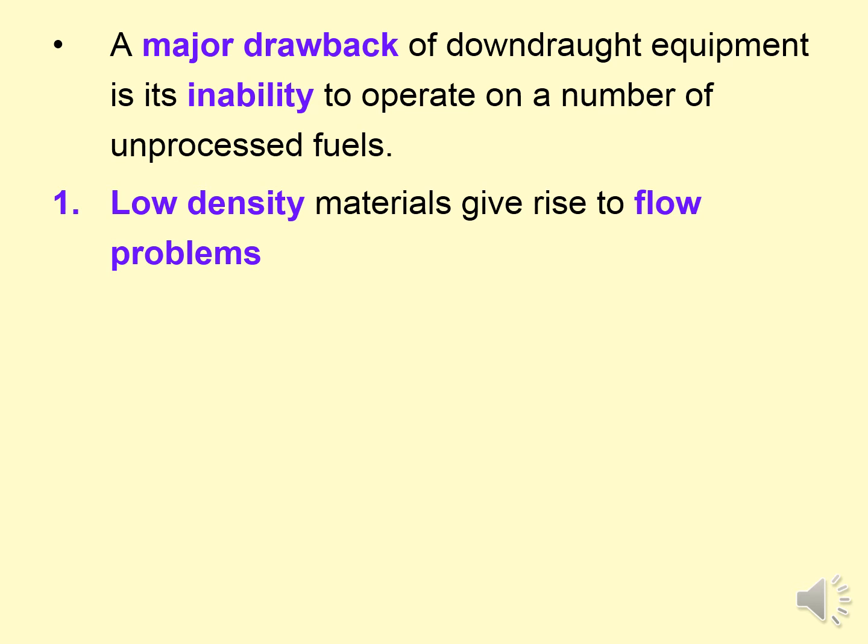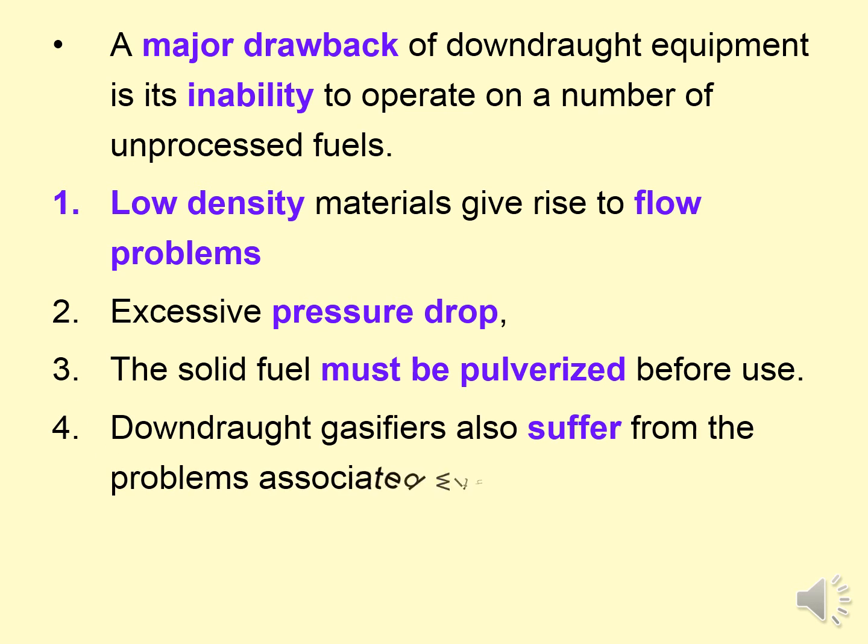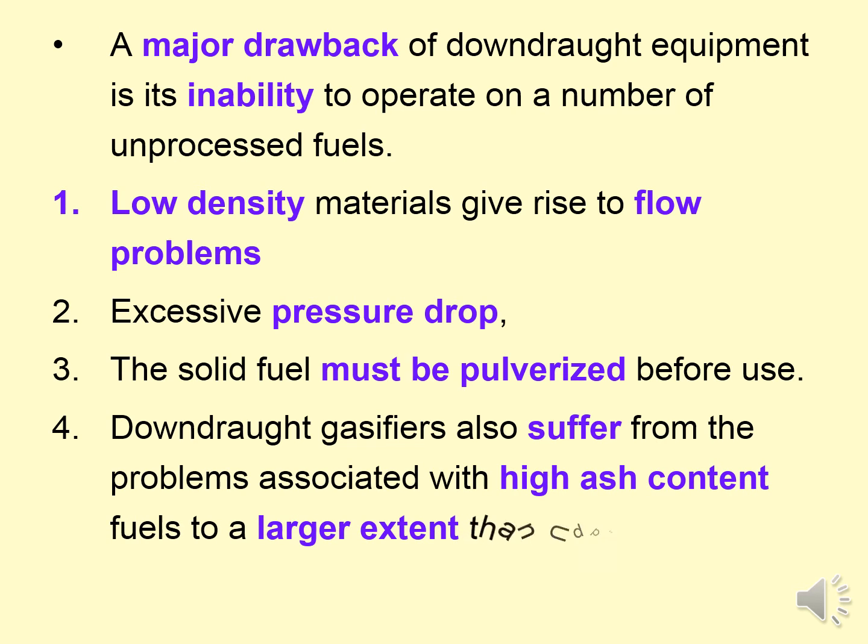The major drawback of downdraft equipment is the inability to operate on a number of unprocessed fuels. Low density materials give rise to flow problems and excessive pressure drop. The solid fuel must be pulverized before use. So that is the major disadvantage. Downdraft gasifiers also suffer from problems associated with high ash content and large fuels, to a larger extent than updraft gasifiers.